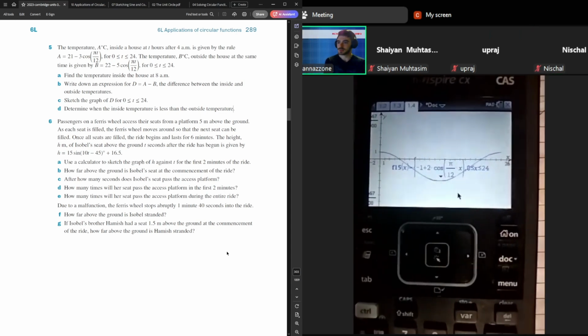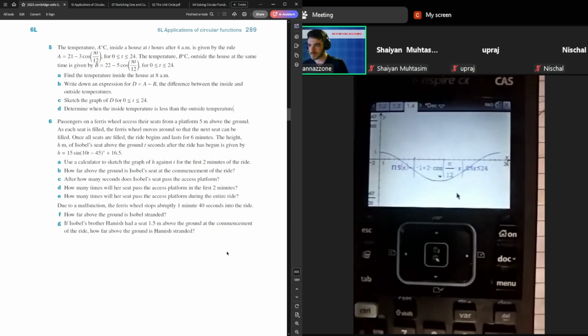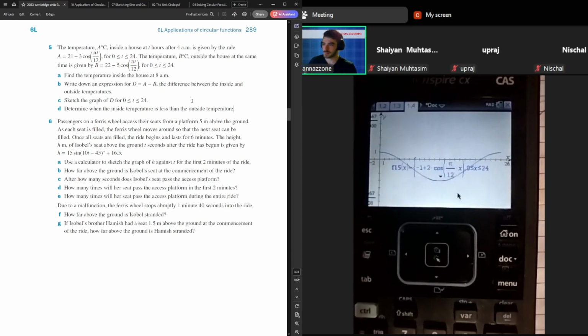But as for this one, determine when the inside temperature is less than the outside temperature. One thing that would be worth understanding is, what have I actually plotted here? What is D? What is D actually telling me? The difference of T. Now, which way is it? It's the difference between the inside and the outside.